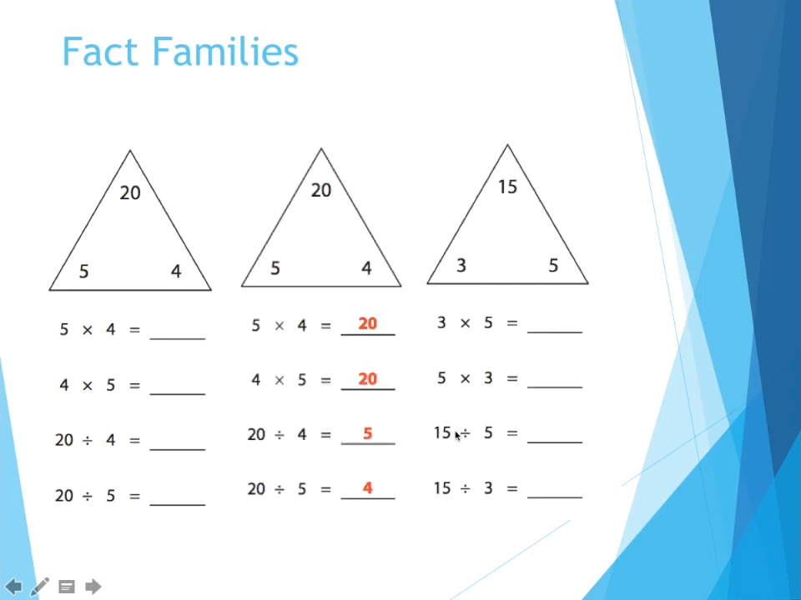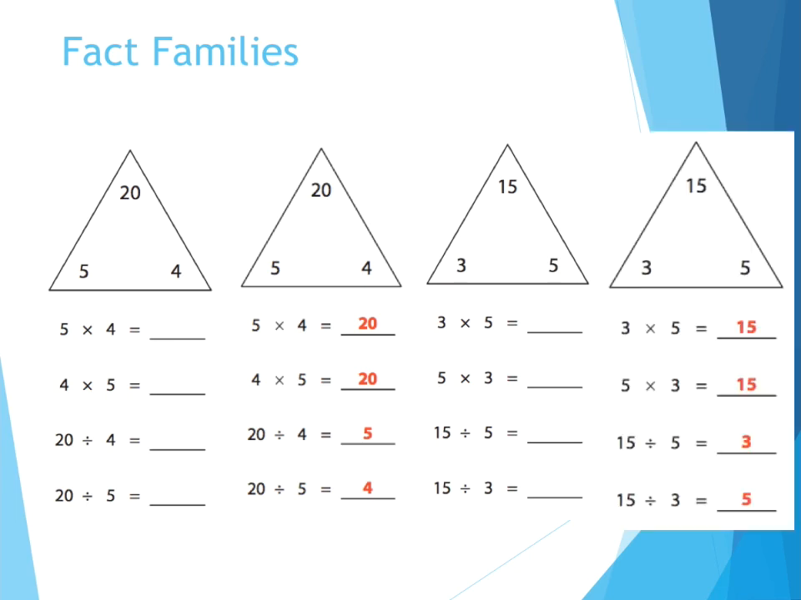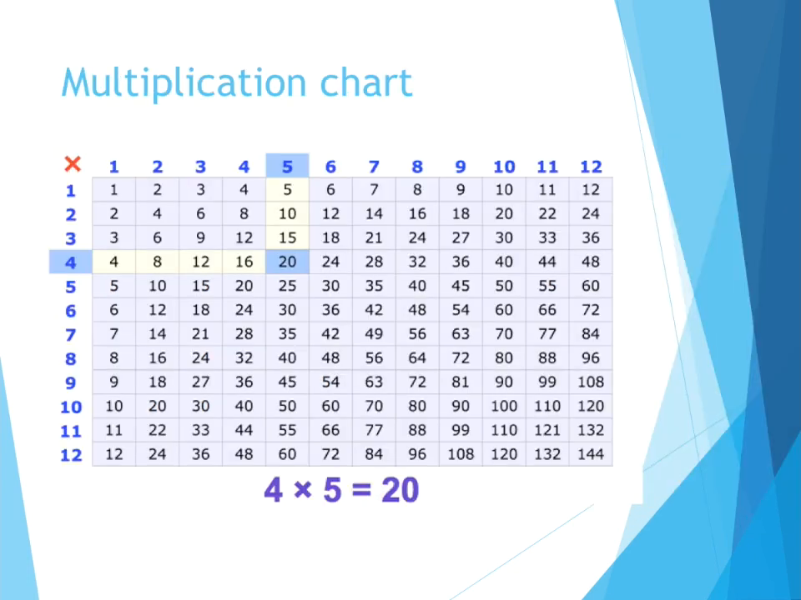We'll go over one more example of a fact family. So we have 15, 3, and 5, and you can see how these numbers work together to multiply and divide. When we think about our fact families, think about how multiplication and division are related and how they can help each other. A multiplication chart is another easy one that we can use if we just want to check our answer, make sure that we have that answer.